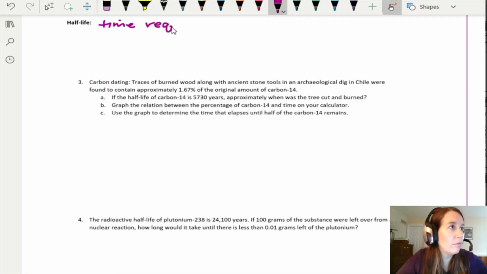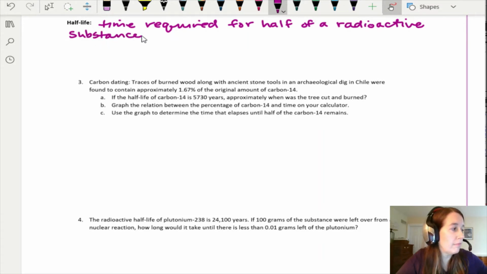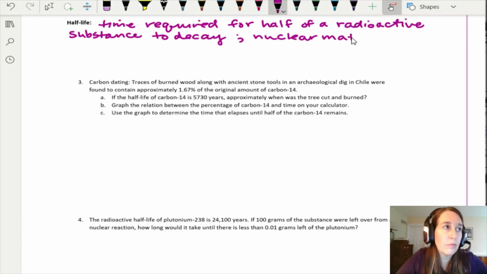required for half of a radioactive substance to decay. So the applications that we're going to talk about are for nuclear material and carbon dating, how they tell how old something is when they find fossils and such.